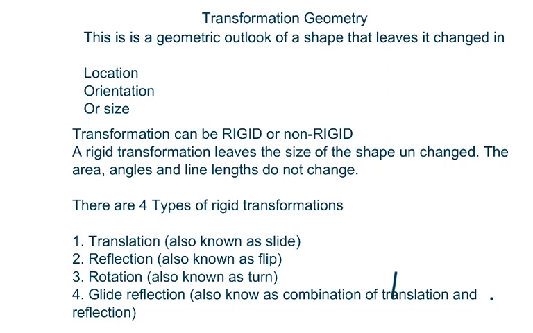Transformation geometry really is the geometric outlook of a shape that leaves it changed. It's a geometric outlook of a shape, how it looks after it's been changed in its location, its orientation, or its size. What do I mean by that?